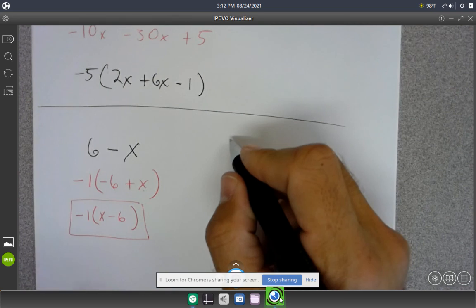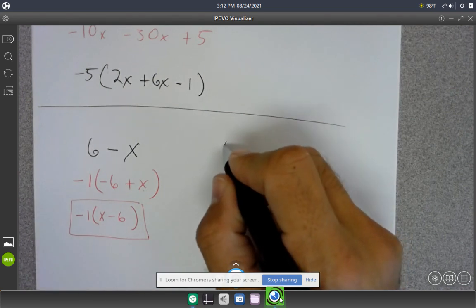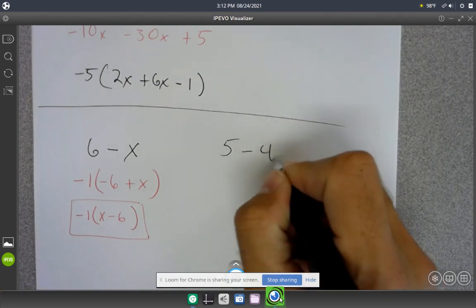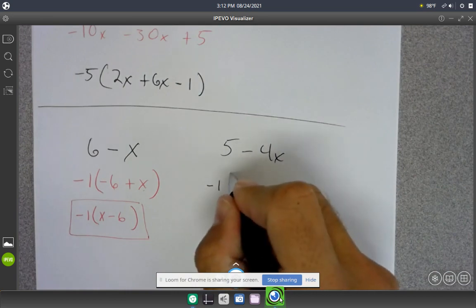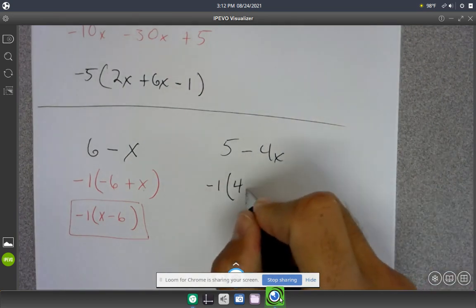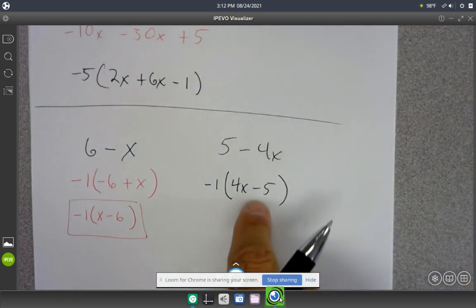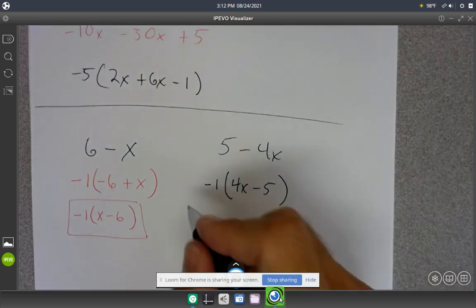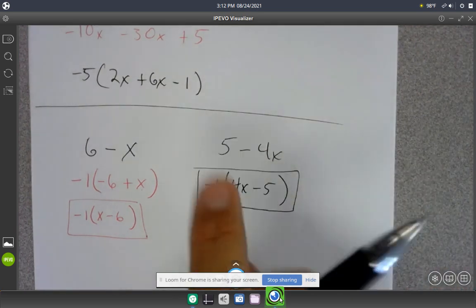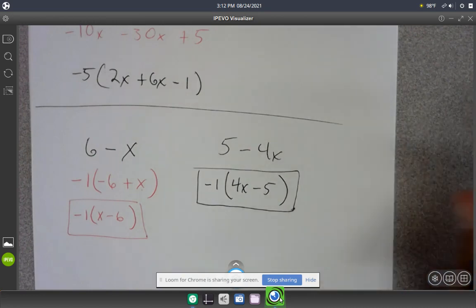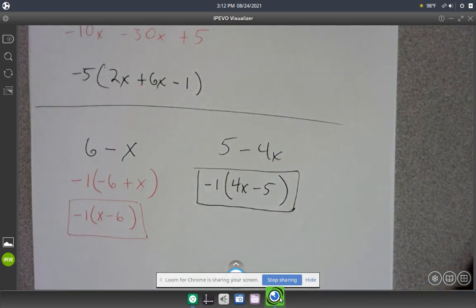For example, if I had 5 minus 4x, if I factor out a negative 1, I know this is just going to turn into 4x minus 5, which is way more common to see factors like that. Confirm for yourself. If you distribute the negative back in, you get the same thing. That's it for now.